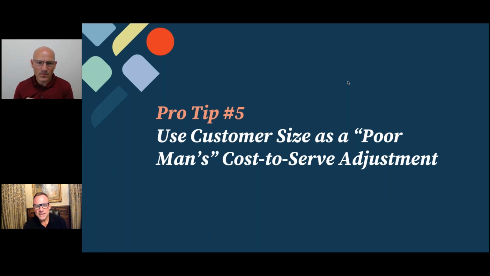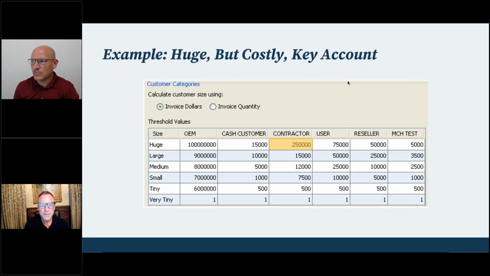Tip number 5 is using customer size as a version of cost to serve. Now, a lot of companies have thought about using cost to serve and have opinions about how costs are driven in their business, incurred by different types of customers. Probably one of the most basic ones is being able to understand that small customers, broadly speaking, have a much higher cost to serve as a percentage of revenue.